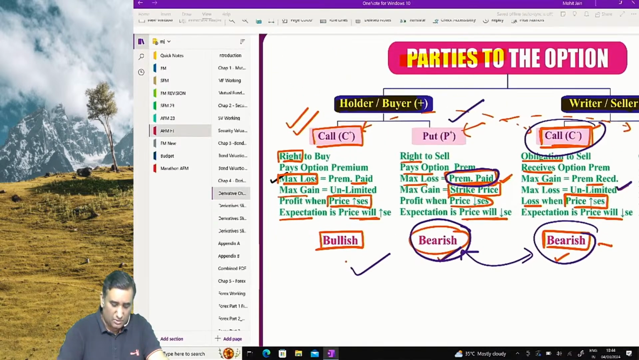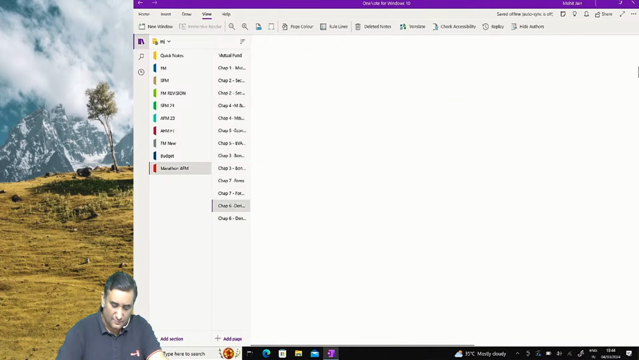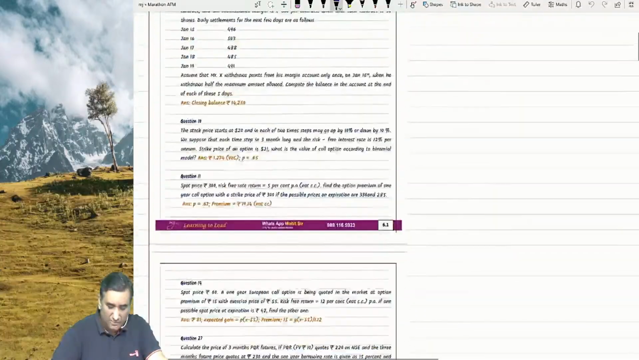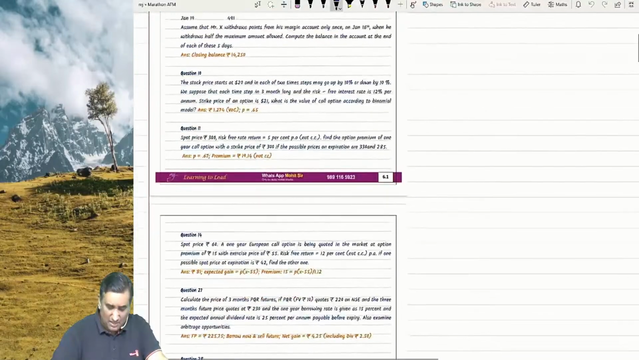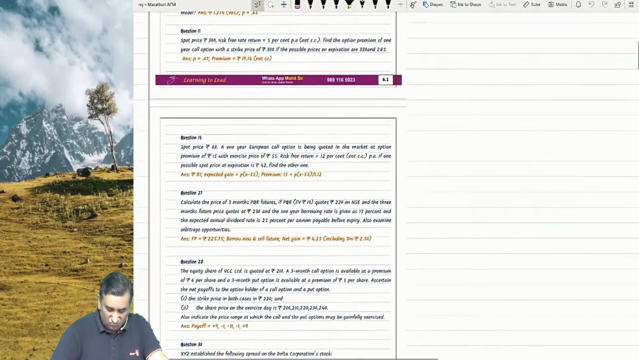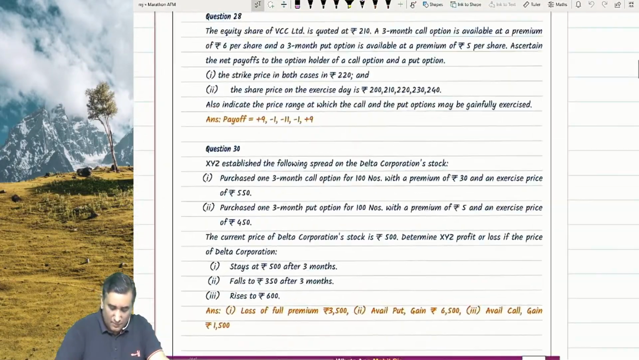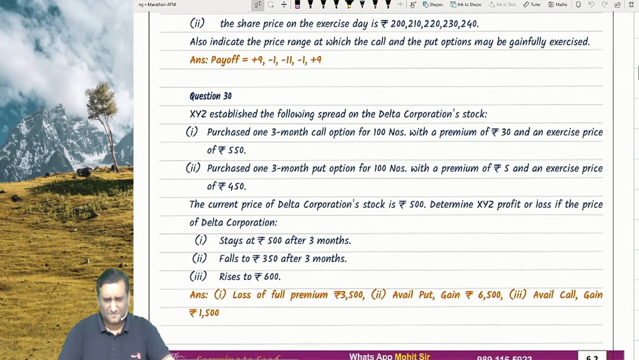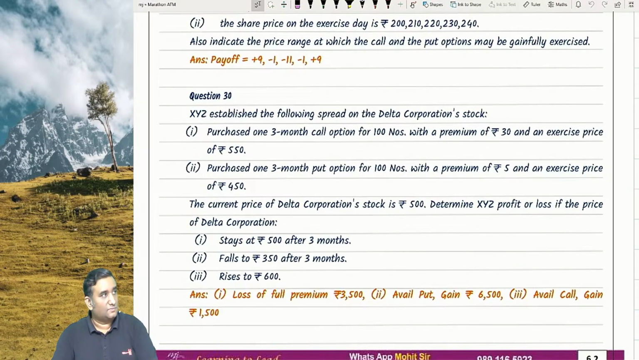Now coming back to the questions we have, let me read out first the one which has come n number of times in your exam. Question number 30.